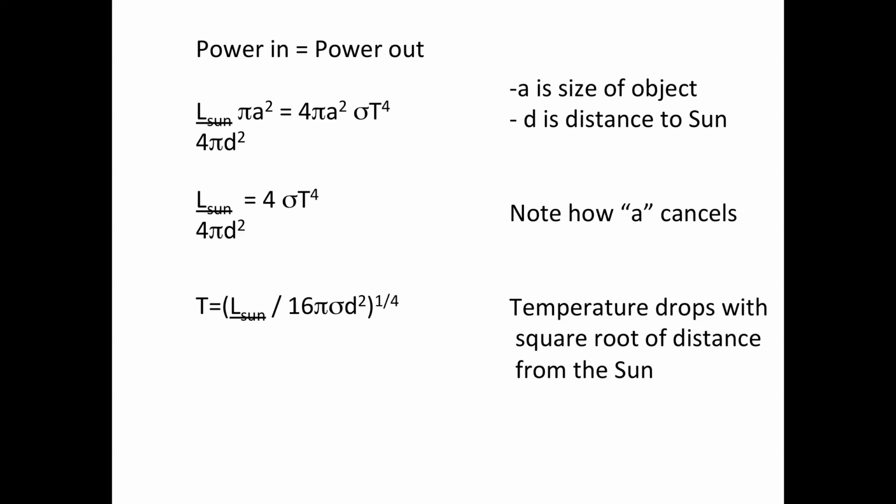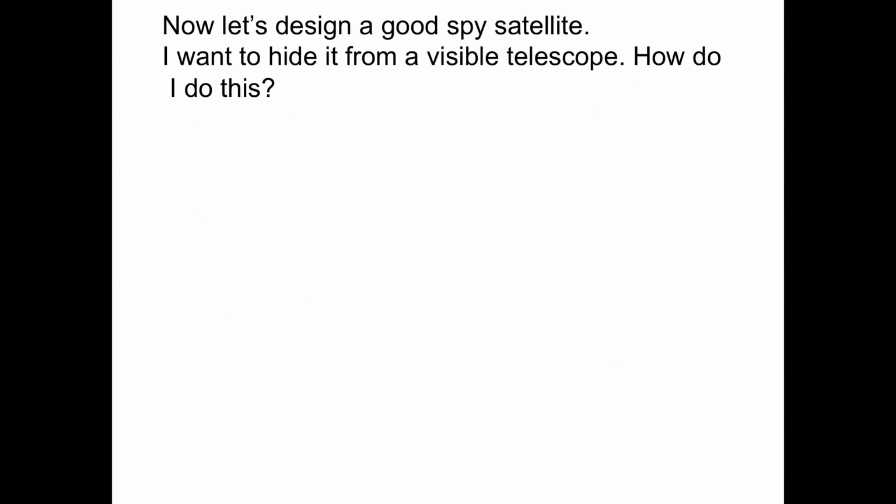This is why objects that are closer to the sun are hotter and objects that are farther away are cooler, and why there's a zone over which water is between the temperature of freezing and boiling. You can calculate the size of that zone just by exercising this relationship over that distance. So let's use this in a slightly different application, which is we'll design a good spy satellite that we want to hide from a visible telescope and we want to hide from an infrared telescope. I'll ask you about this in class.